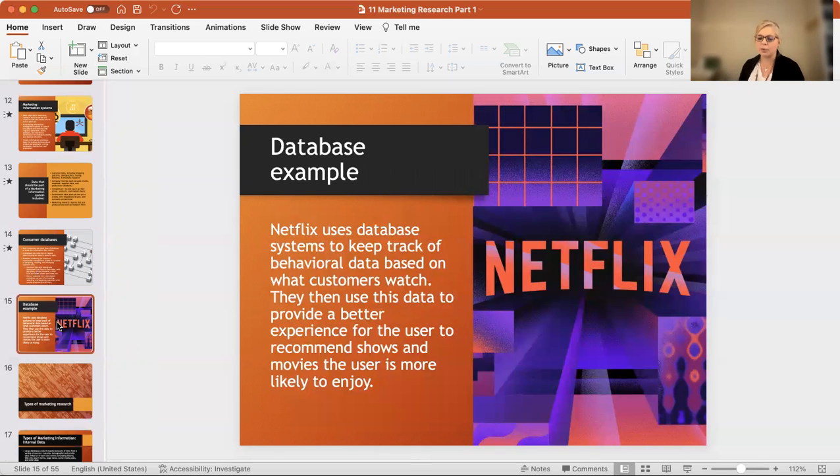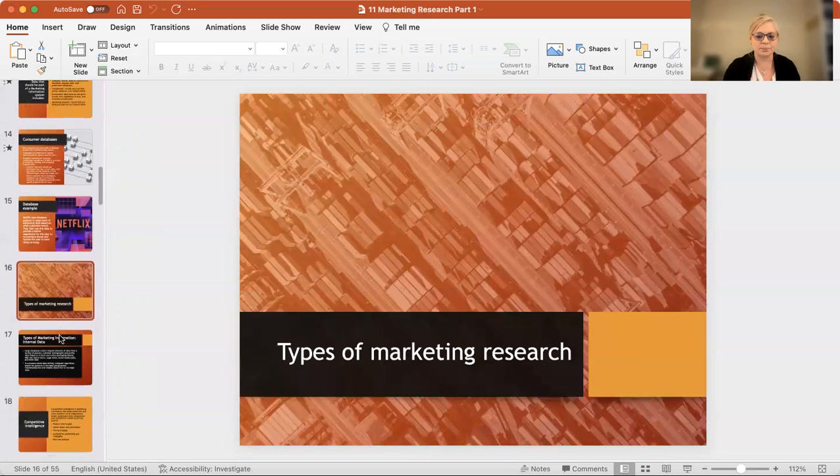Okay, a database example: Netflix. Netflix is a great one. It uses a database to keep track of behavioral data. And remember up there at the top, it tells you what percentage you might like a show, right? So it's very interesting, and it provides a richer experience by recommending different shows that a user might want.